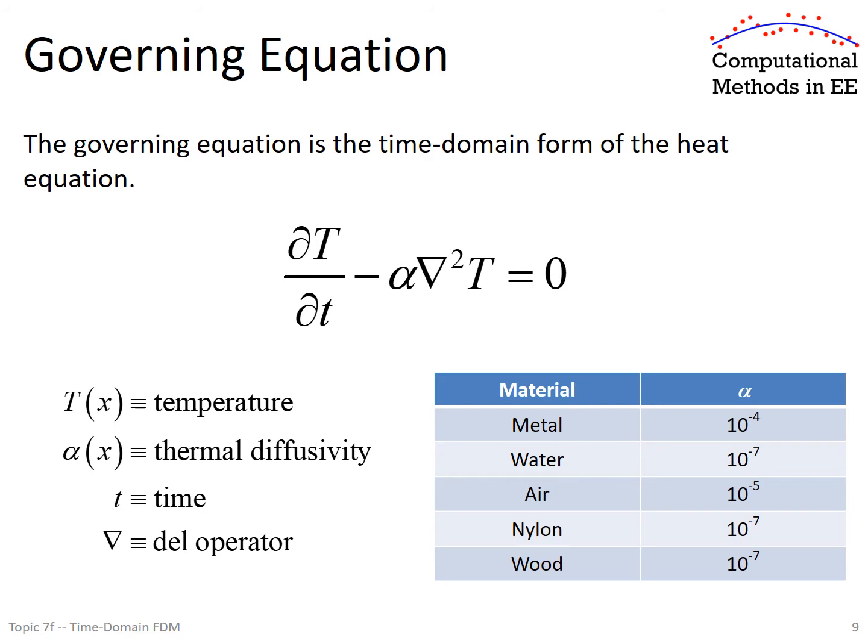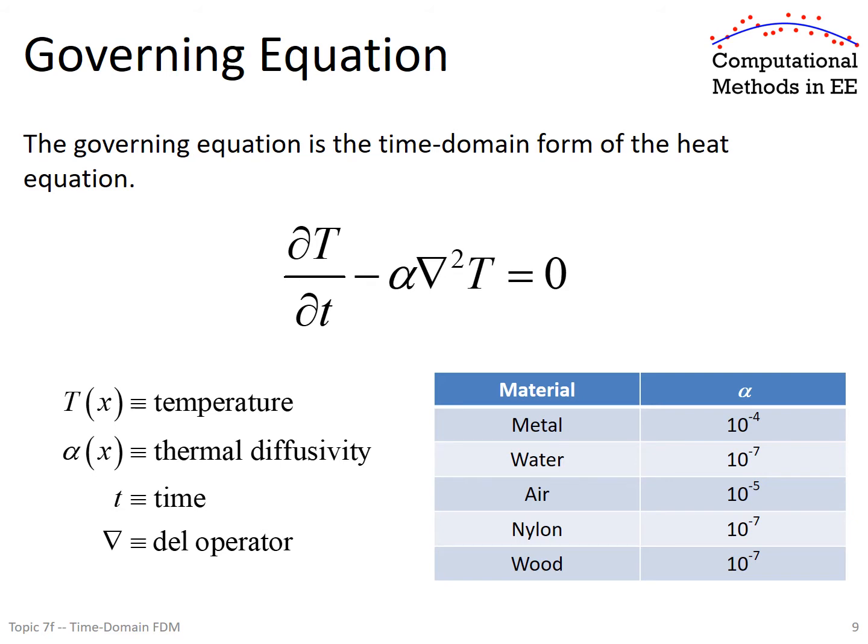And just to give you a feel of the numbers, I've listed that for several items. So wood, for example, does not conduct heat very well at all, so that has a very, very small thermal diffusivity, whereas metal is more 10 to the minus 4. The del operator, the little upside down triangle, is sort of a three-dimensional derivative, and so del squared is called the Laplacian. It's a second order three-dimensional derivative of the temperature.